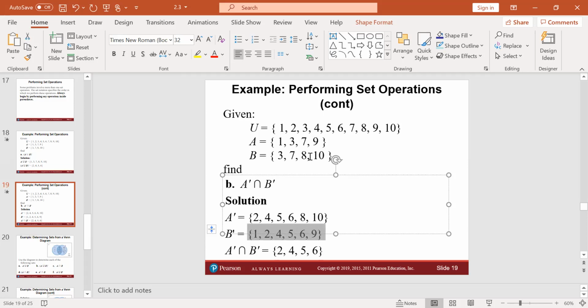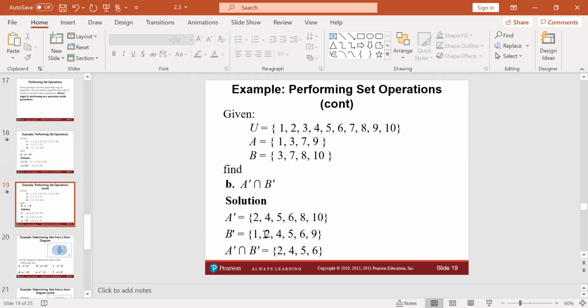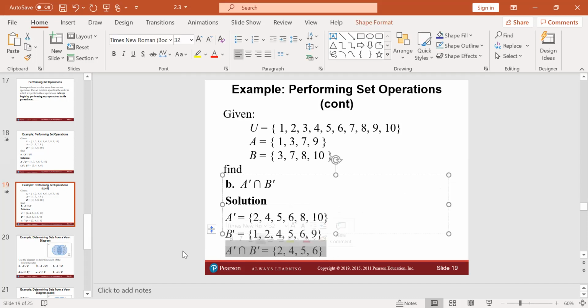Then B complement, take everything outside of B, but still in the universal set. So 1, 2, 4, 5, 6, 9, and that's it. So it's B complement. Then finally, we're going to do the intersection last, and I'm going to figure out everything that this A complement set I just found has in common with this B complement set, which it appears to be the numbers 2, 4, 5, and 6, and never more. And we end up with the set 2, 4, 5, 6.